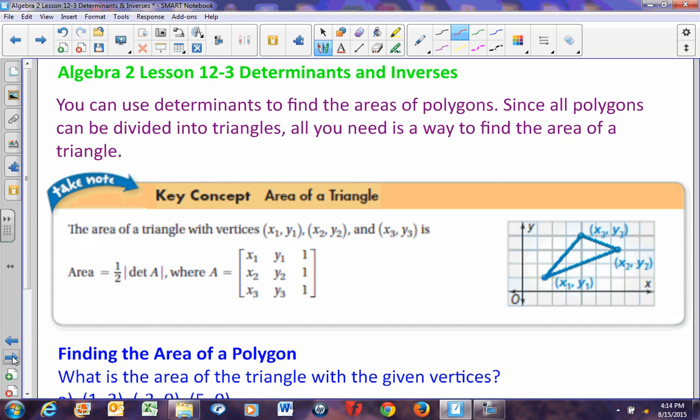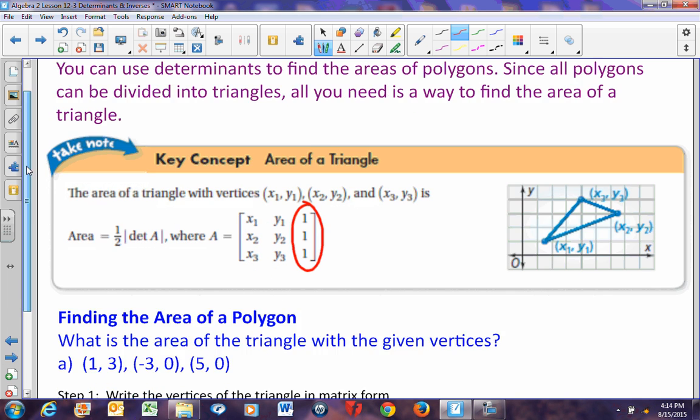All right, you can use determinants to find the area of polygons. Since all polygons can be divided into triangles, all you need to do is find a way to find the area of the triangle. So let's look at the area of a triangle with vertices x1, y1, x2, y2, and x3, y3. The area is half of the determinant of A, where A is x1, y1, x2, y2, x3, y3, and the last column is 1. So pay attention to that.